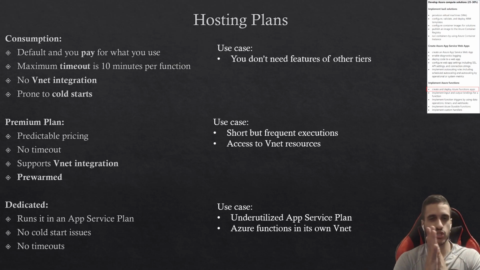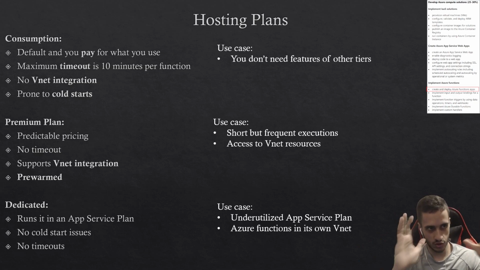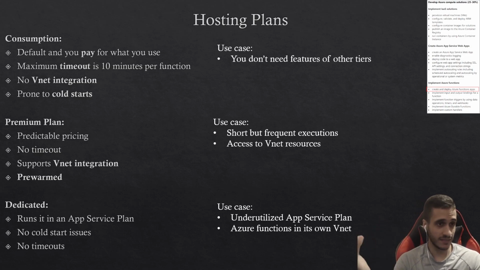Now with Azure Functions, you have a couple of different hosting plans. So I've organized it into hosting plans on the left and the use case for that. The first and most common use case is the consumption plan, which actually qualifies as a serverless platform. This is the default one, and you basically pay for exactly what you use. Super cheap. I think you get like 1 million executions per month for free.